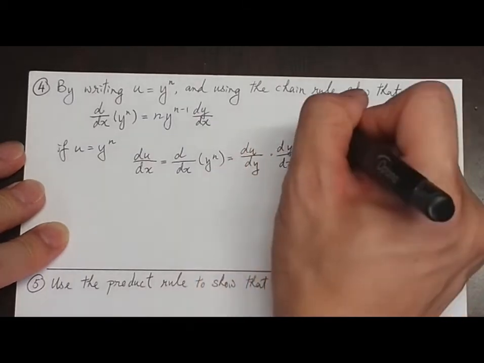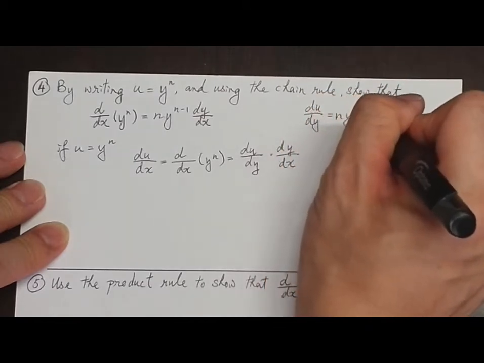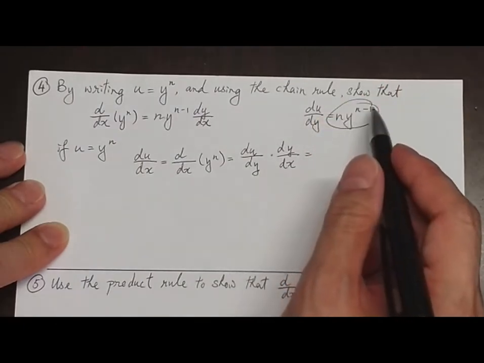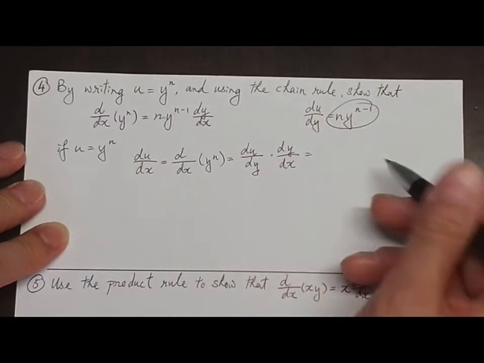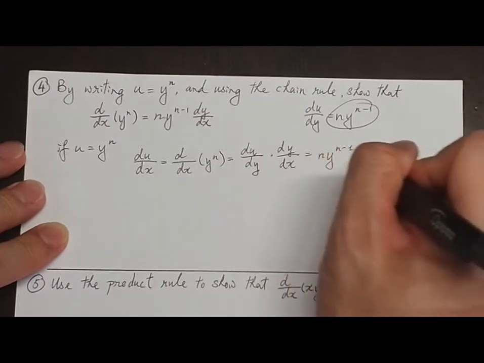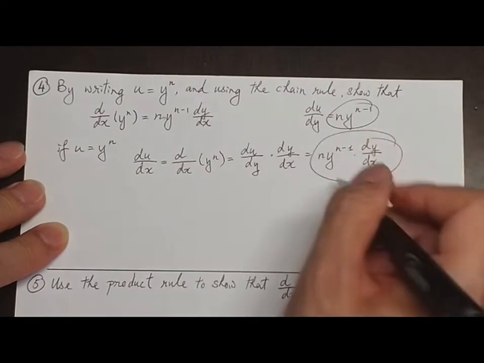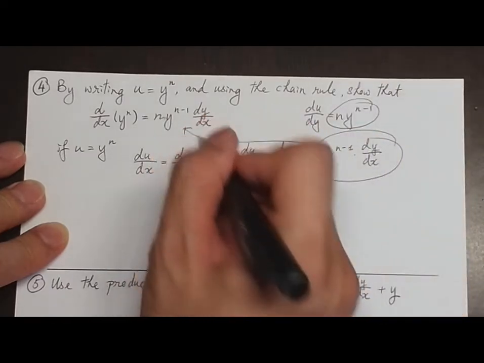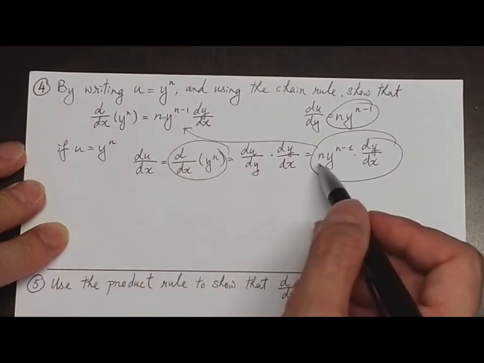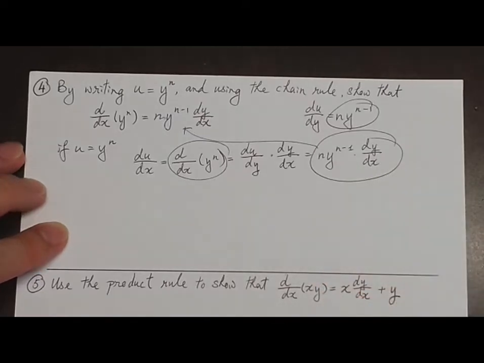And du by dy is equal to n y to the n minus 1. So we substitute n y to the n minus 1 into du by dy, we get n y to the n minus 1 multiplied by dy by dx. And we prove the differentiation of y to the power n is equal to n y to the power n minus 1 multiplied by dy by dx.